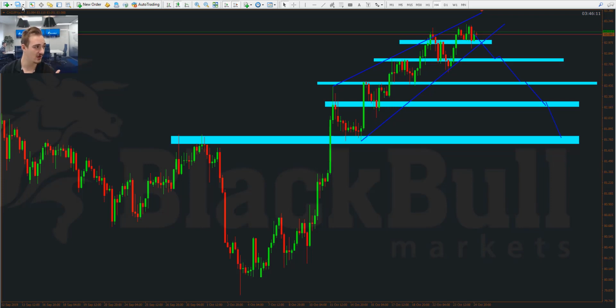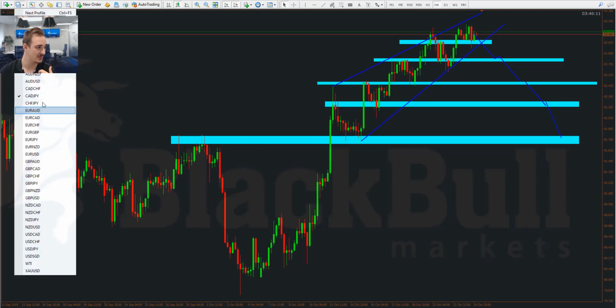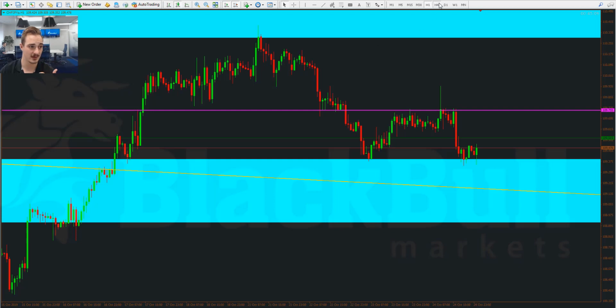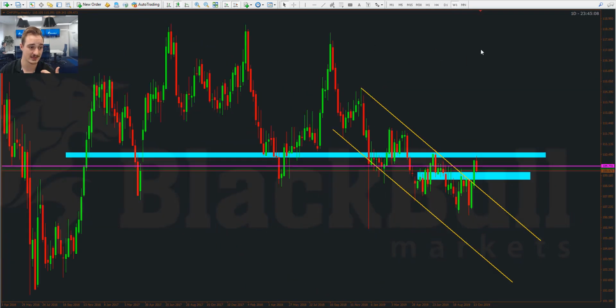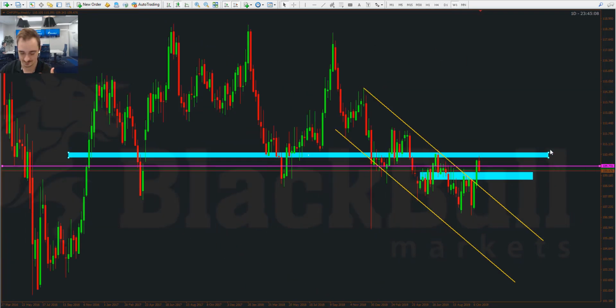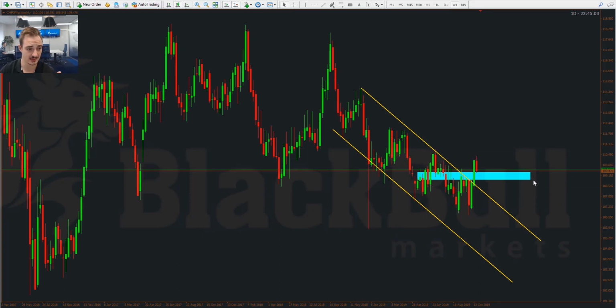Obviously it is still a stressful career, stressful hobby, whichever way you are treating it. So moving on to our Swiss franc JPY, looking at the weekly time frame, we had this nice channel to the downside. We did break it. We can now see prices starting to push down.